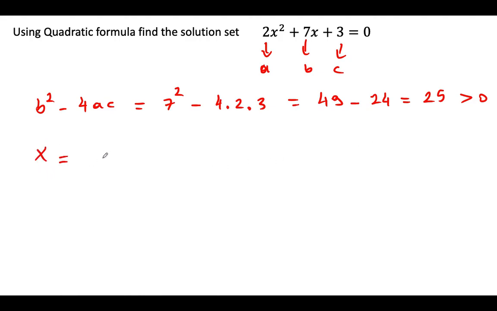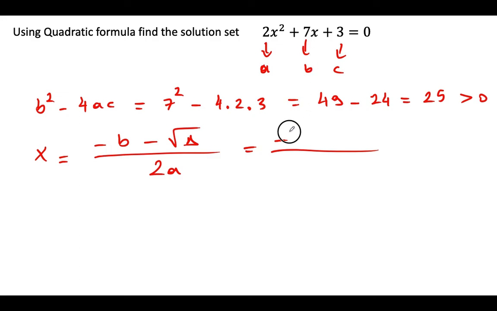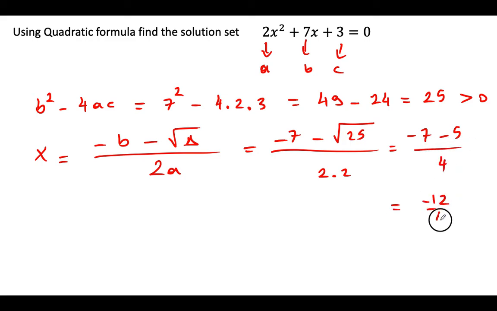So the first root will be negative b minus root delta over 2 times a. So negative b, which is 7, minus root delta, which is 25, 2 times a, which is 2 times 2. So it will be negative 7 minus 5 divided by 4. So negative 12 divided by 4, which is negative 3. This is first root, let's say.